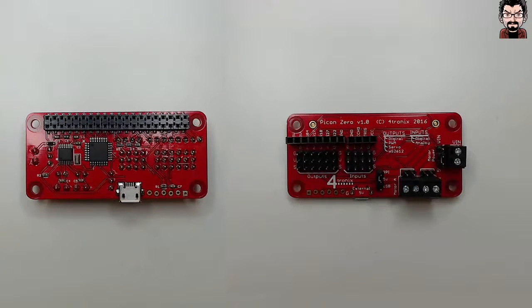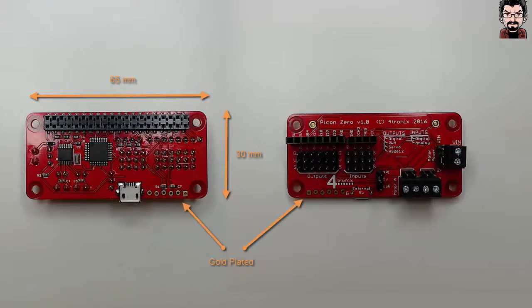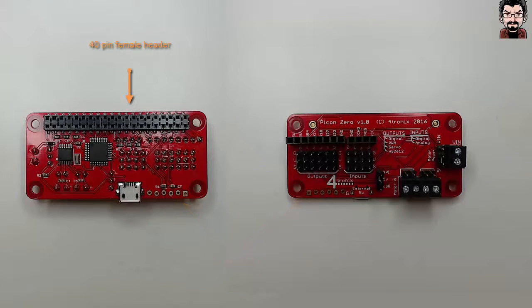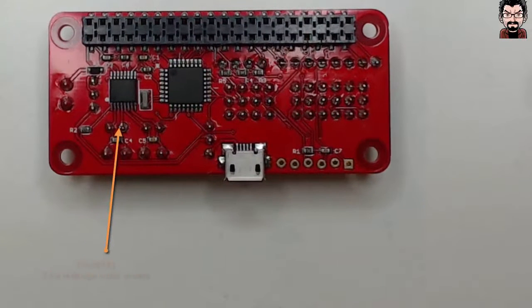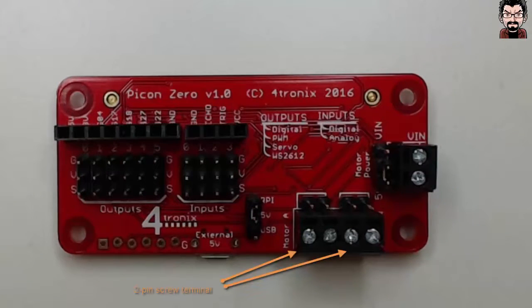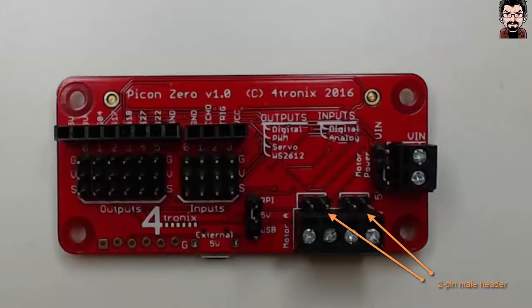So these are the Picon Zero specifications. It is a pseudo HAT format PCB, which measures 65 by 30 millimeters, with gold plated pads, and has a ready fitted 40 pin female header. It has two full H-bridge motor drivers, which can drive up to 1.5 amperes continuously. Each motor output has both a 2 pin screw terminal and a 2 pin male header. You can choose which to use depending on what connectors you have on the motors.